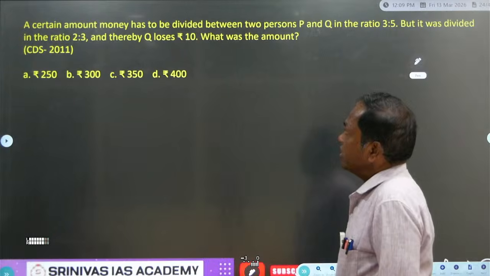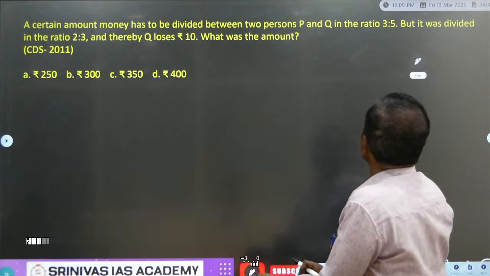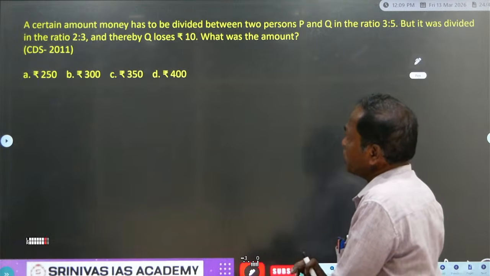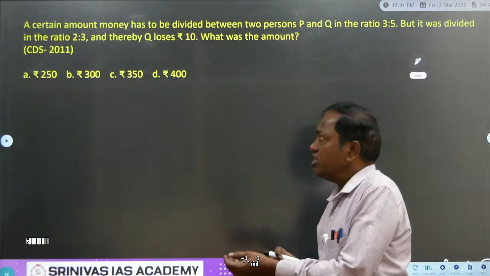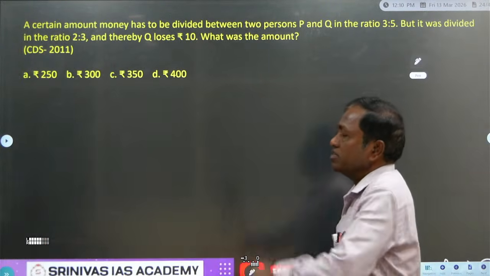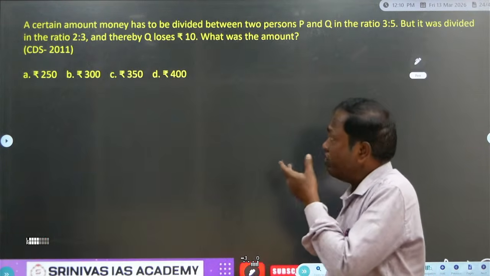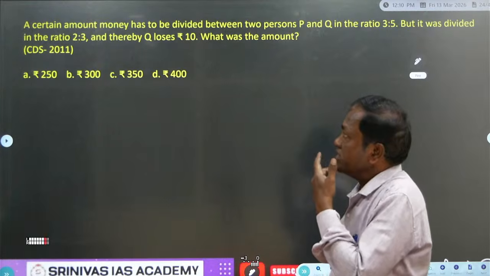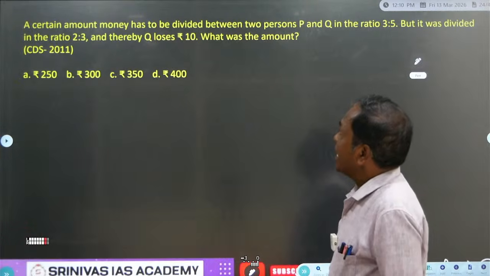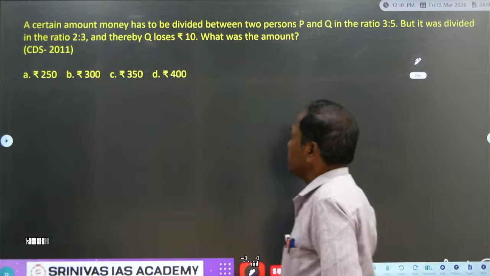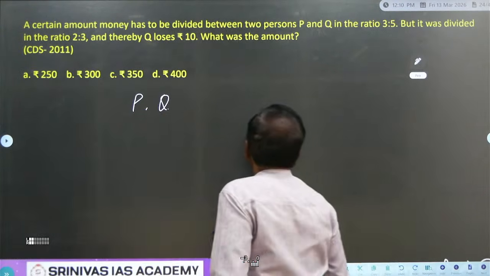Now, a certain amount of money has to be divided between two persons P and Q in the ratio 3:5, but it was divided in the ratio 2:3 and thereby Q loses ₹10. What was the amount? Okay, this is really the CSAT pattern. This is a serious paper. Yes, it will be like that only. Now you have to see the proportion of each person. A certain amount of money, not known to us, has to be divided between two persons P and Q. There are two people, P and Q, right?